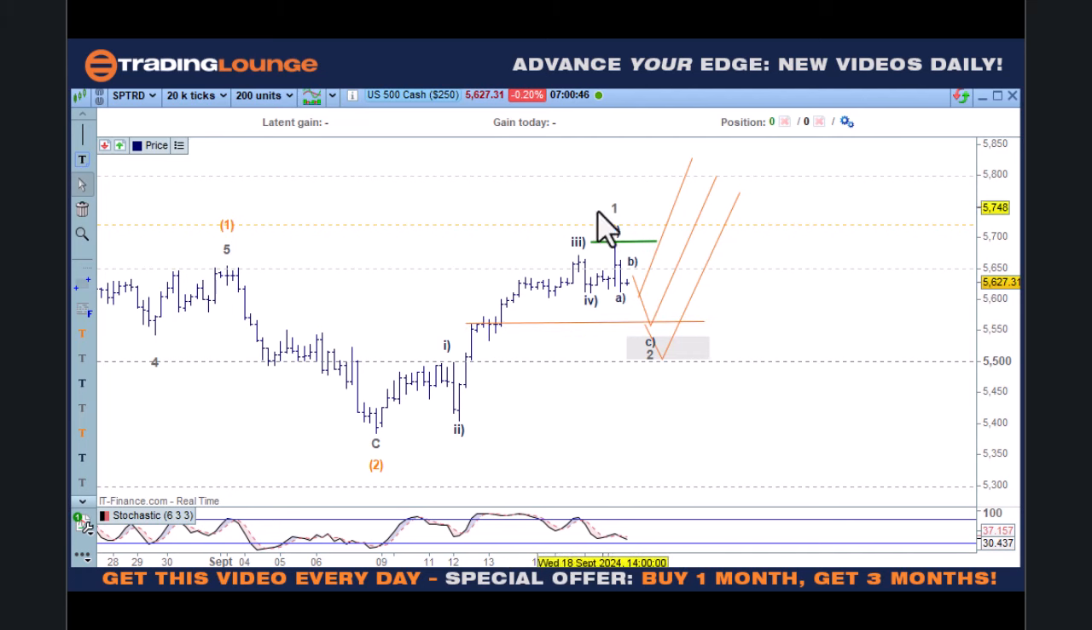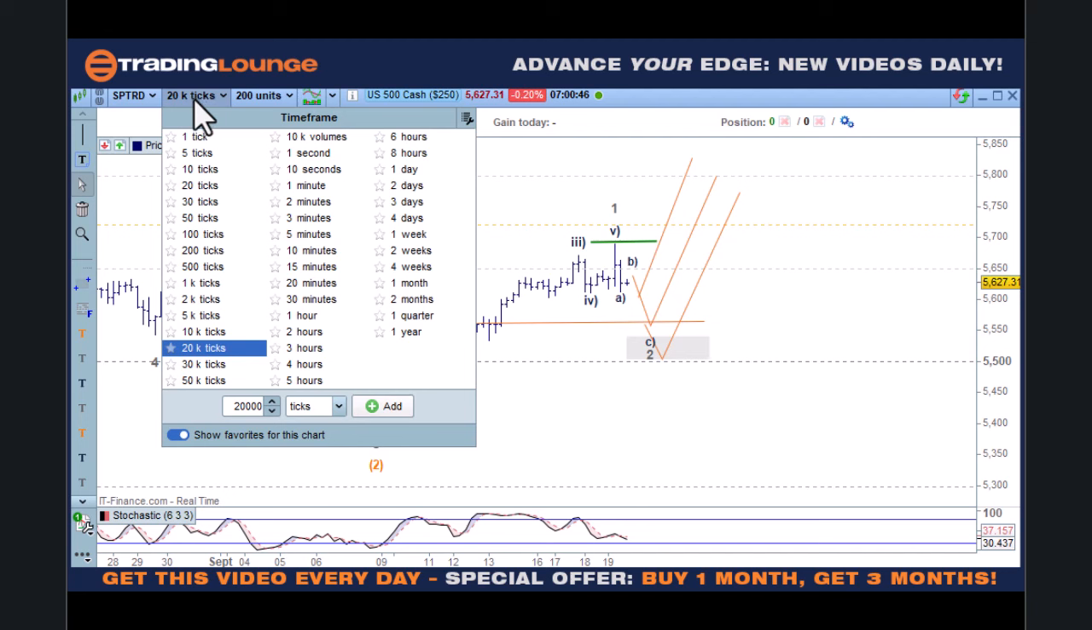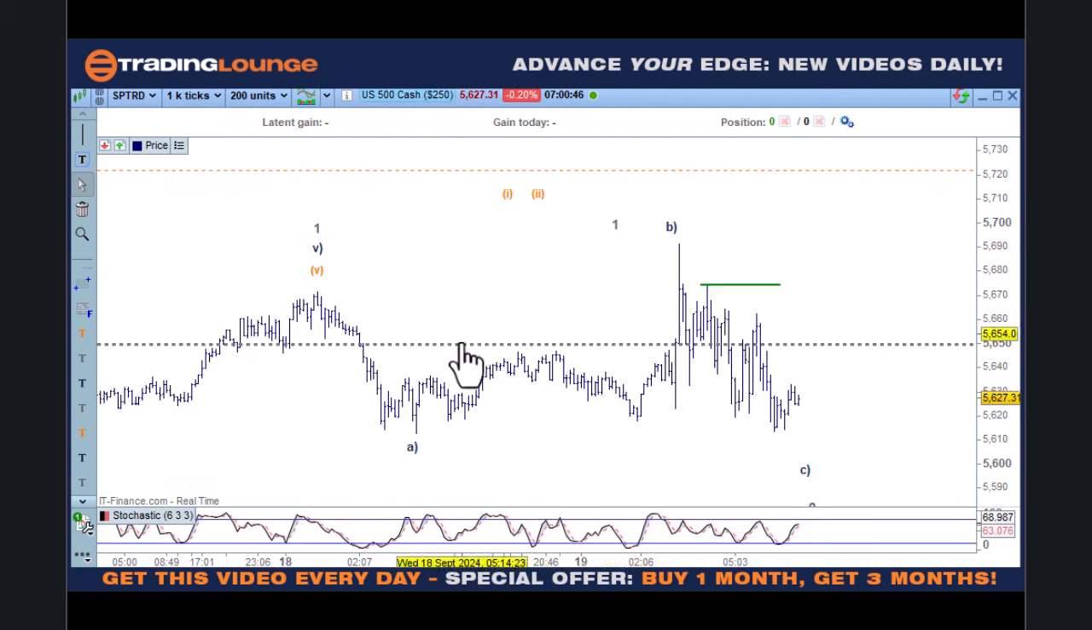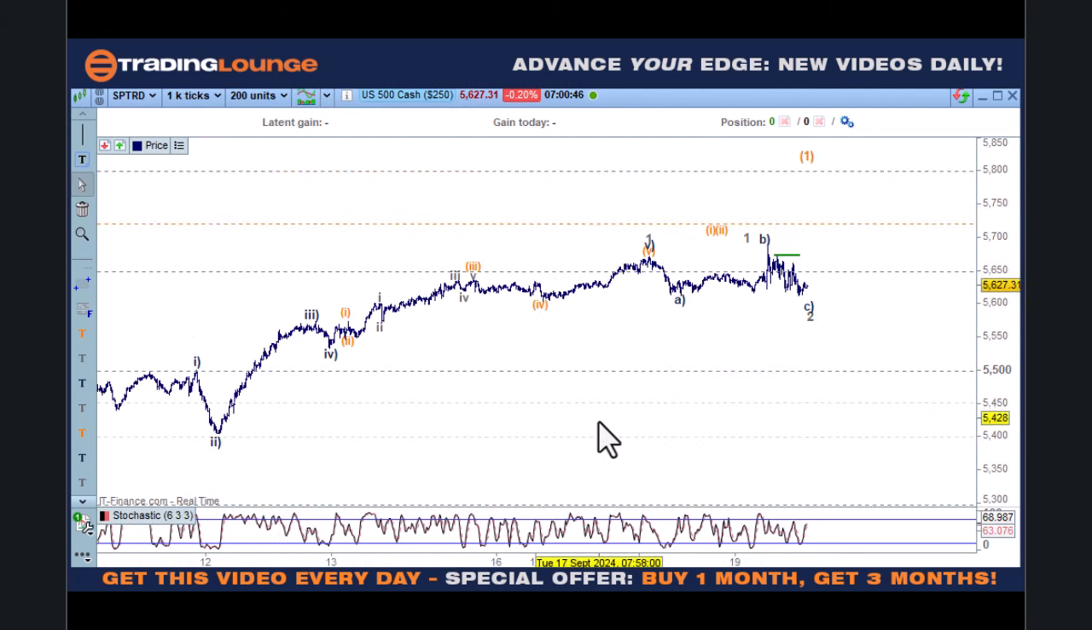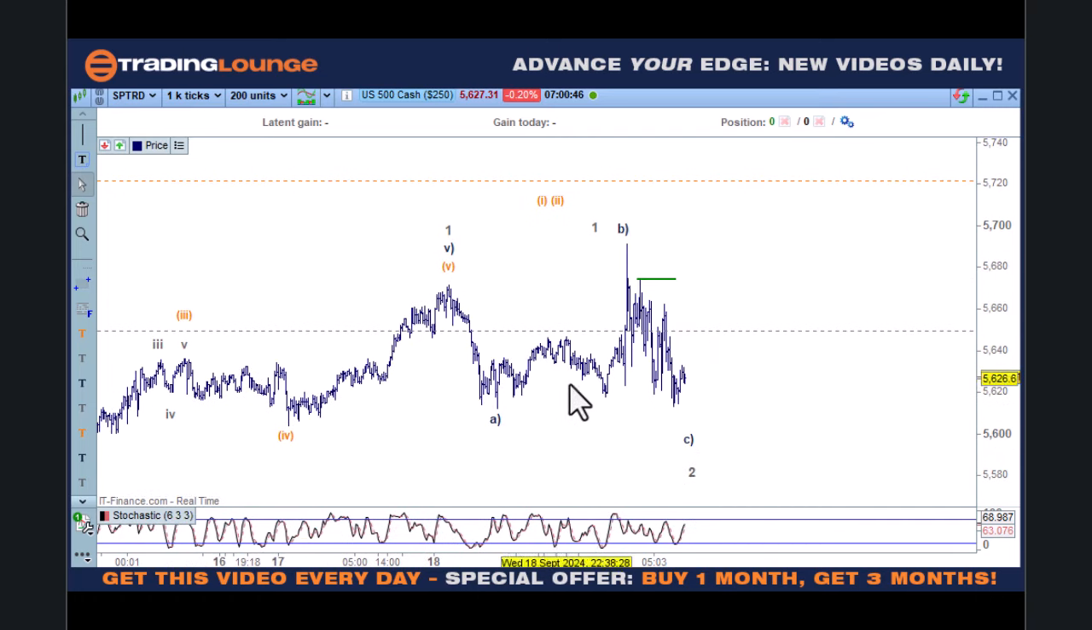So I just really want to go in here and talk a little bit more about this area here. We can do that on the 1,000 ticks here. So there's a couple of ways to look at this. First of all, we're talking about having wave 1 here, and that's quite doable. And markets like the Russell put a nice wave 1 into this space, and we can have a look at that very shortly.